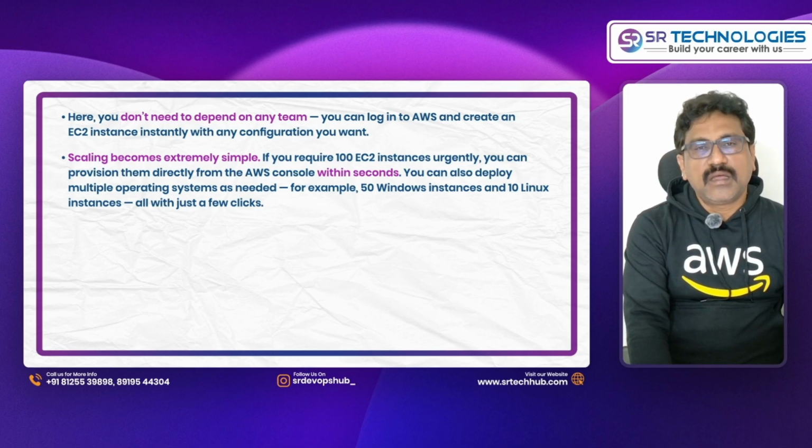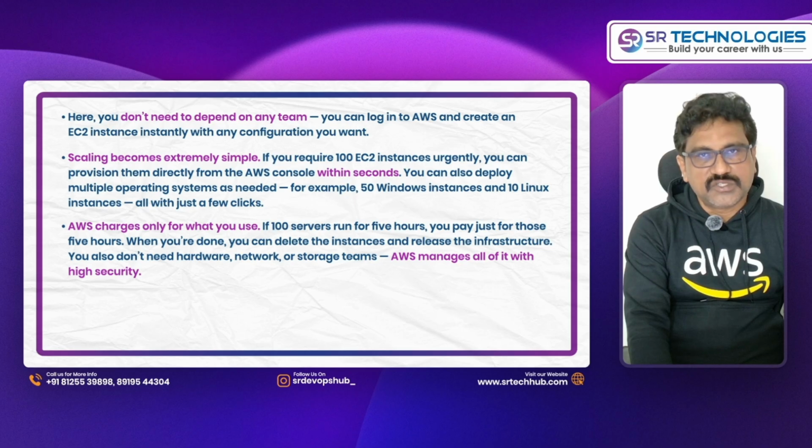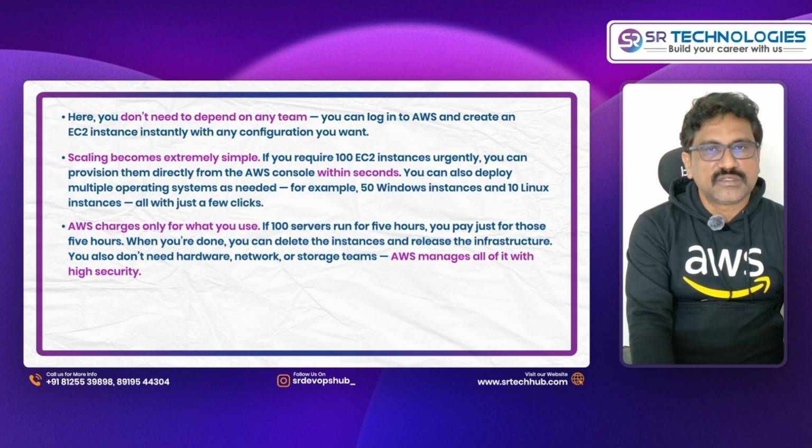For example, today you need 100 EC2 instances on an urgent basis. You can directly go into the AWS console and just create them. If you want multiple operating systems, you can create those also. For example, 50 EC2 instances with Windows operating system, and 10 Linux EC2 instances, you can create like that. Also, AWS will charge as per the usage. For example, today, if you use 100 servers for 5 hours, they will charge for those 5 hours only for those 100 servers. That's it.